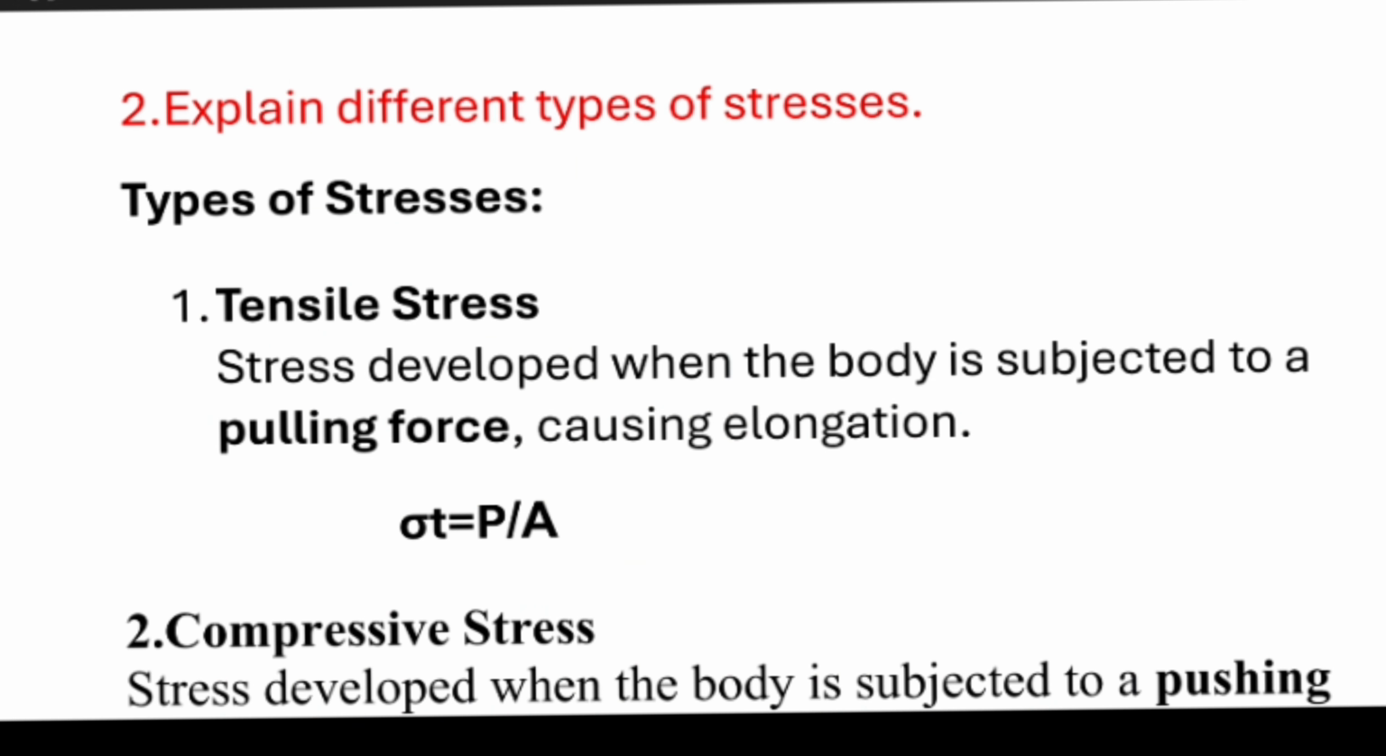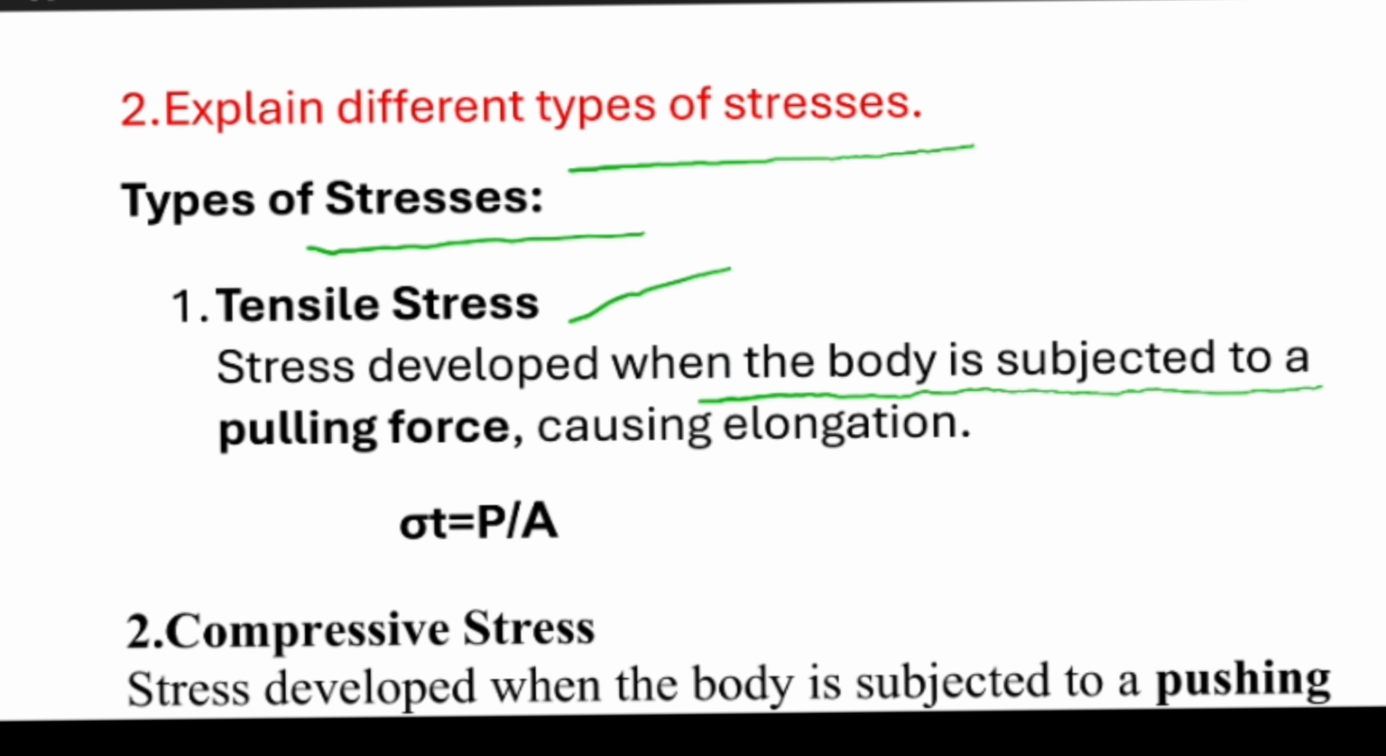The next question is: explain the different types of stresses. Coming to the different types of stresses, one is tensile stress. Tensile stress is nothing but load by area. Tensile stress means the stress developed when the body is subjected to a pulling force along with elongation. That's why we call it tensile. Pulling is nothing but tensile force. So you can write the formula: sigma T, stress, is equal to P divided by area.